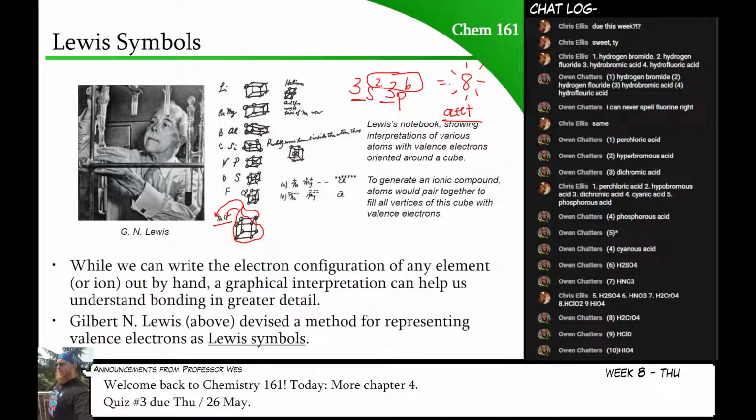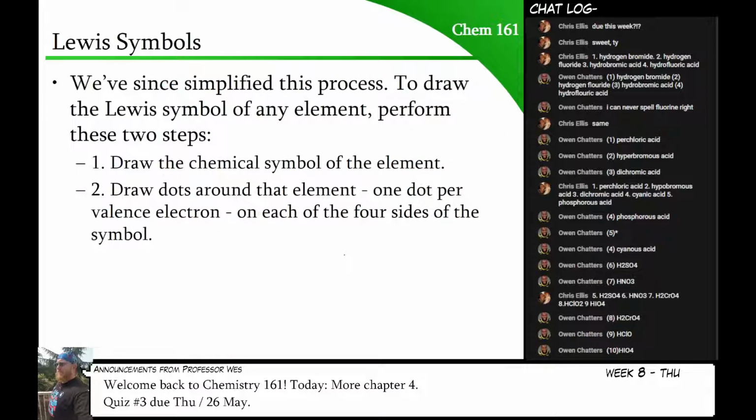All right, so the Lewis symbol is actually going to look something like this. So instead of drawing a cube like this for sulfur, what we're going to end up doing is something that looks like that. And you've probably seen these before. The Lewis symbol of an element is very simple and straightforward to do. You're going to write the symbol of the element off the periodic table. So if it's sodium, you write Na. If it's sulfur, you write S. If it's oxygen, you write O, etc.